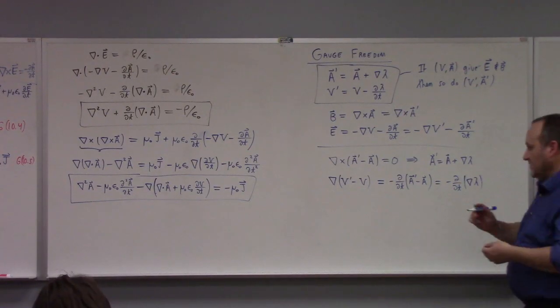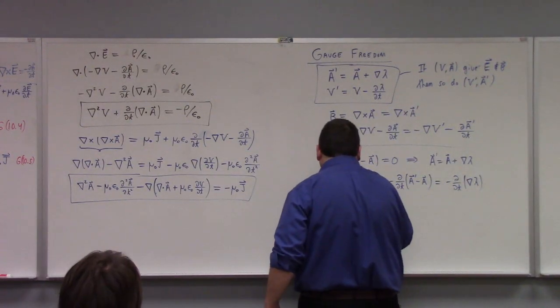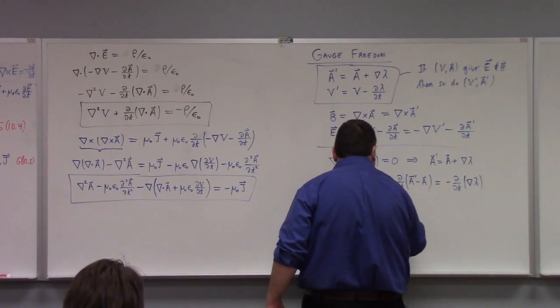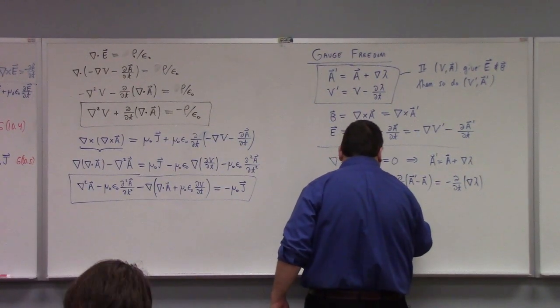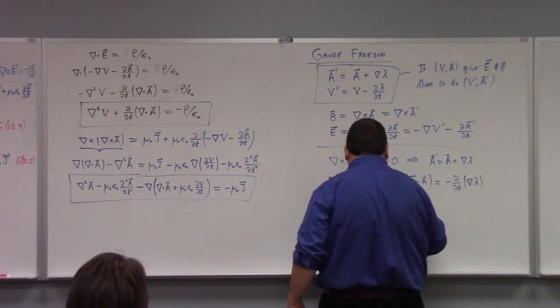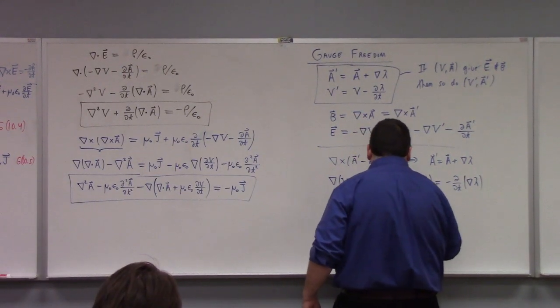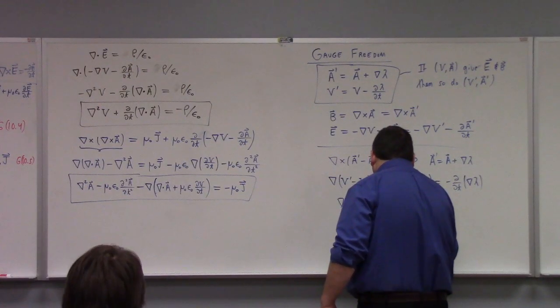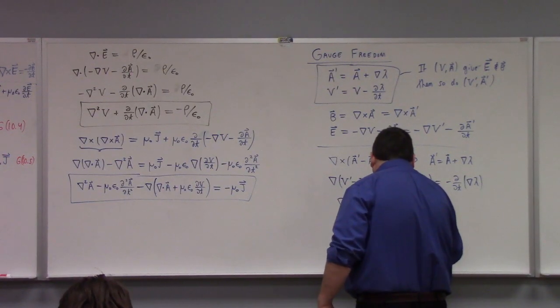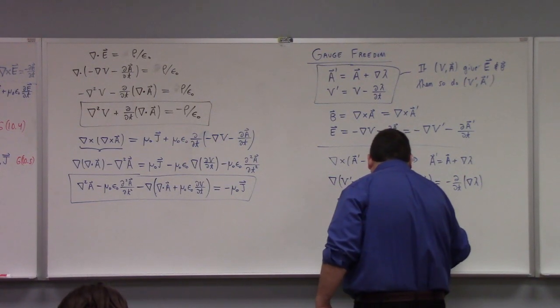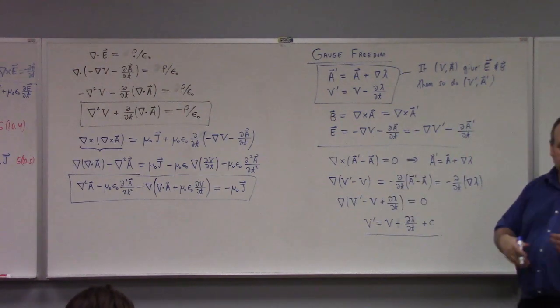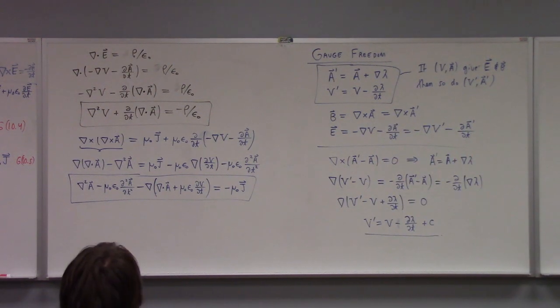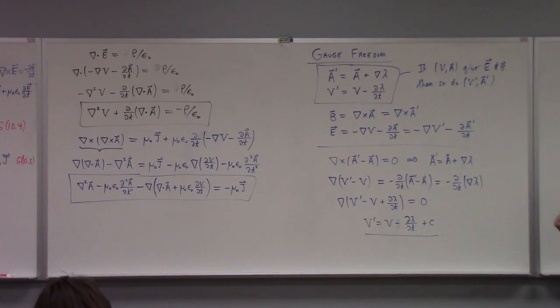And so then that suggests that if we look at the gradient of V prime minus V plus partial lambda partial t, well then that's equal to 0, right? So then that tells us that V prime is equal to V minus partial lambda partial t, possibly plus a constant, right? But you could just absorb that constant into your definition of lambda. And that brings us to the boxed equations as the most general set of what are called gauge transformations. These are gauge transformations.